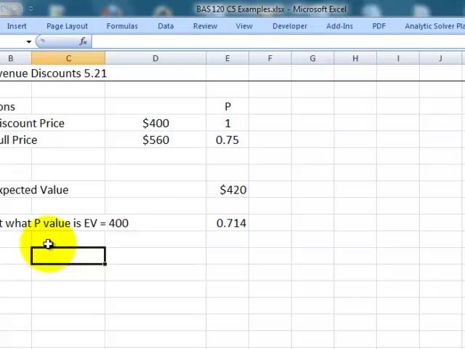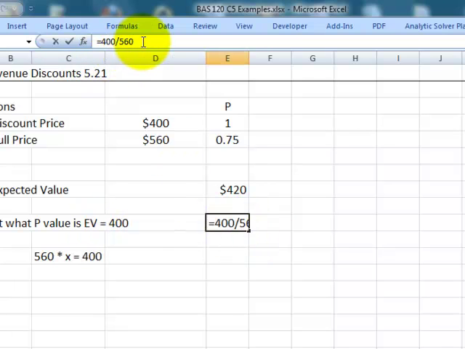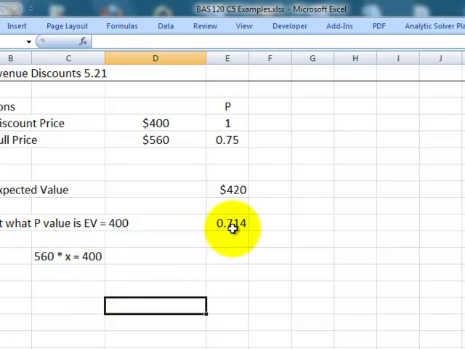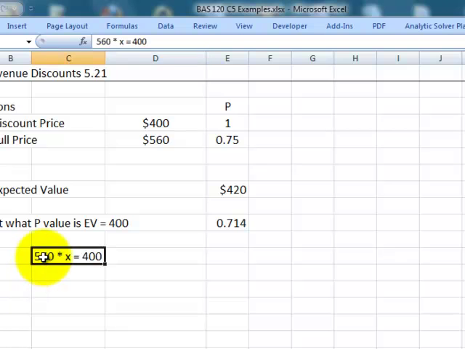So if you remember algebra, this equation is 560 times x, my probability. When does that equal 400? You can do some simple algebra, which I've done up here for you: 400 divided by 560. I just divided both sides by 560 to solve for x. That tells me that if the probability falls below 71%, then it may begin to make sense to do discounting. Very simplistic example, because obviously a lot more comes into play.